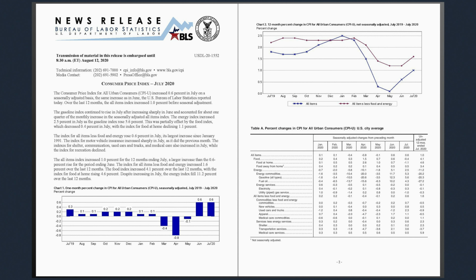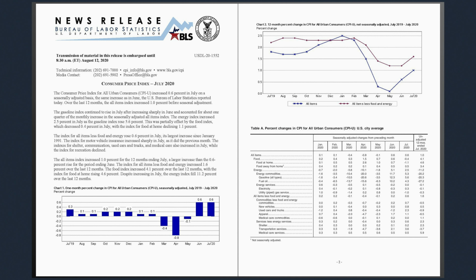The index for all items less food and energy increased 1.6% over the last 12 months. The Food Index increased 4.1% over the last 12 months, with the index for food at home rising 4.6%. Despite increasing in July, the Energy Index fell 11.2% over the last 12 months.